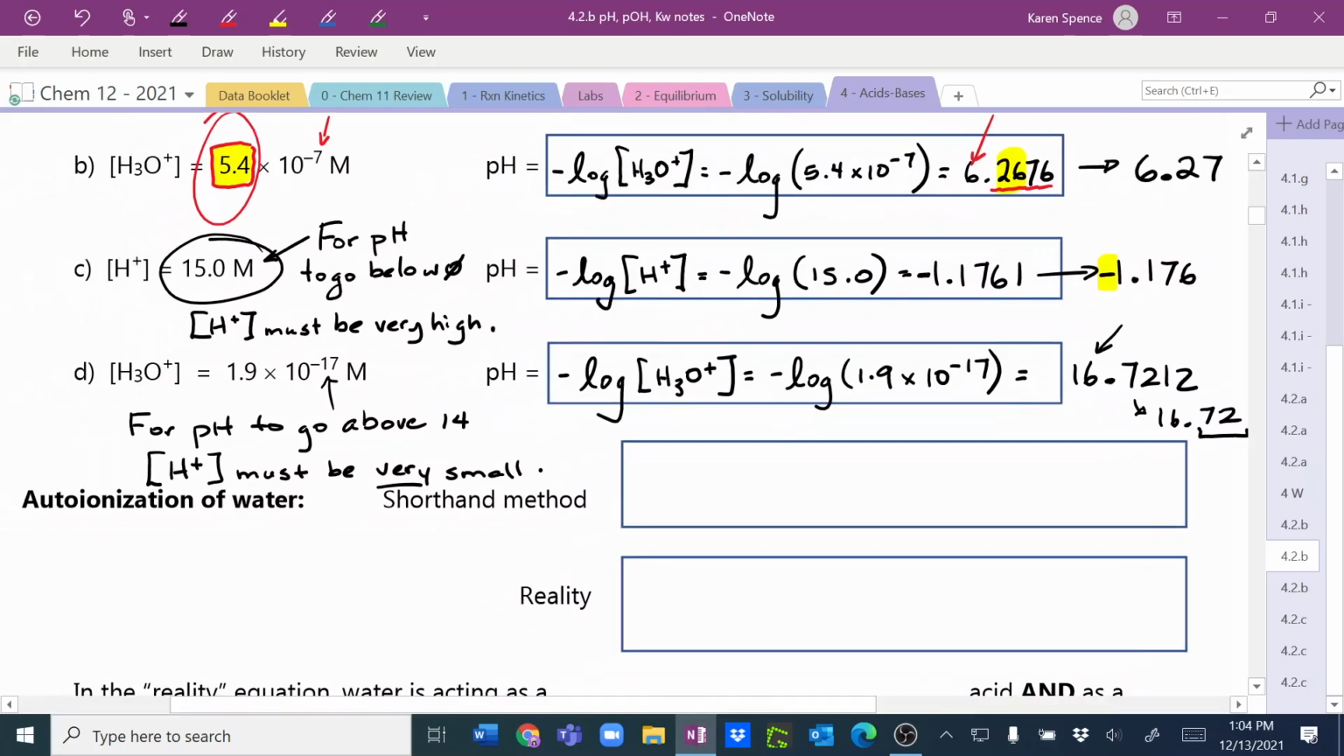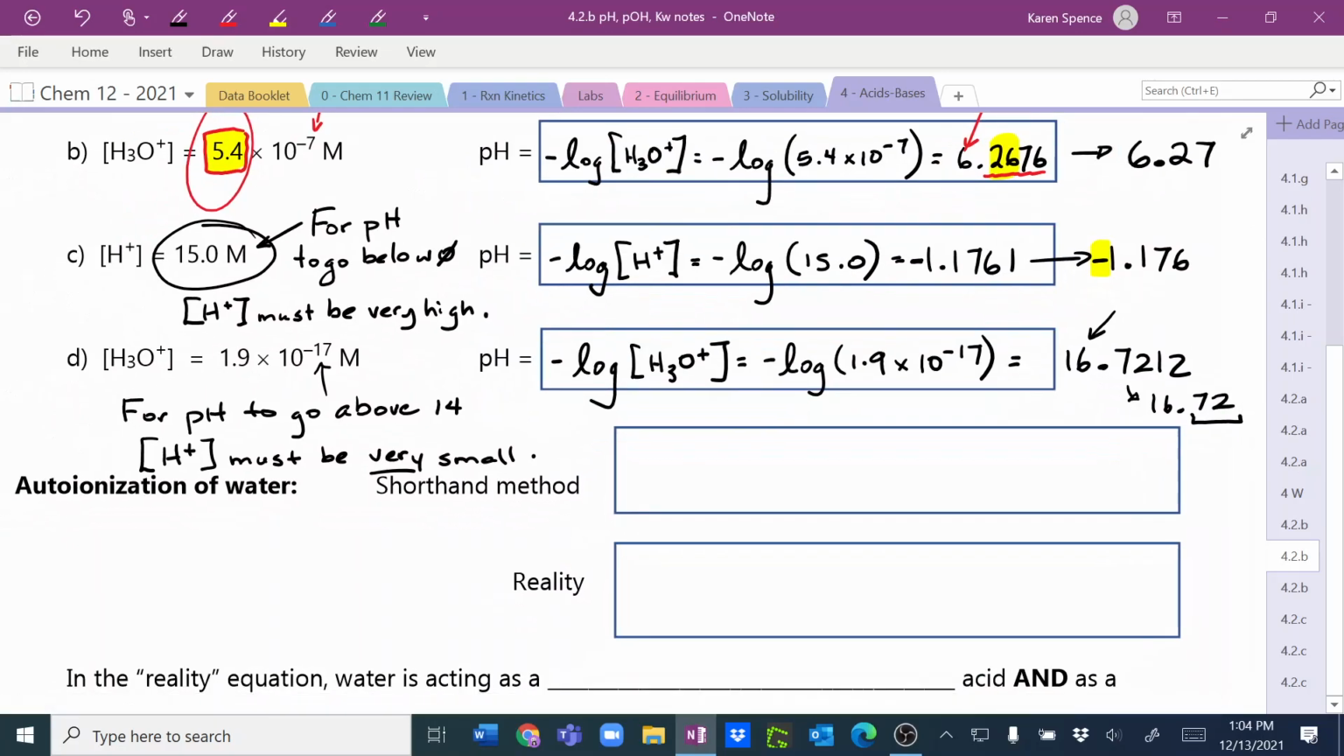Stop jumping around on me, you silly screen. There we go. I should have left more space. That's okay. Next year.